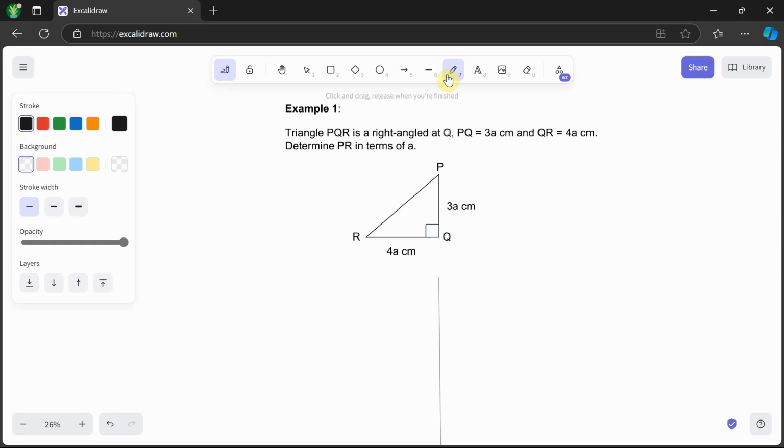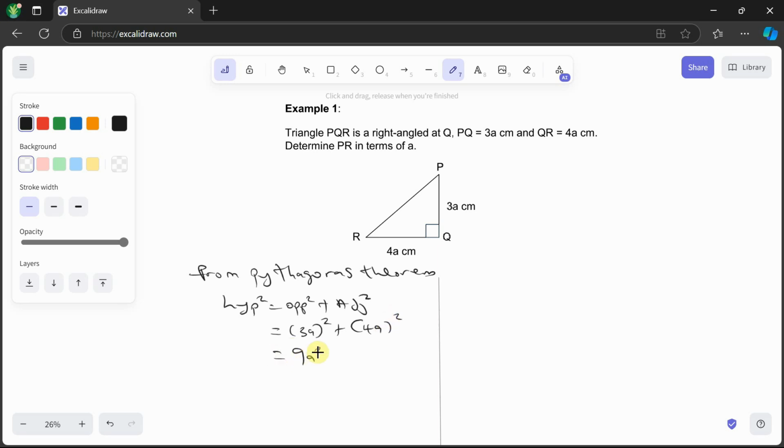Let's solve this together. When you're given a question like this, the first thing you need to know is that you have to write from Pythagoras. Don't just jump and start solving. First say it from Pythagoras Theorem. You know that the hypotenuse squared is equal to the opposite squared plus the adjacent squared. Let's say this is angle theta. Opposite is 3a, so 3a all squared, plus the adjacent is 4a, that will be 4a all squared. So this is 9a squared plus 16a squared, which is equal to 25a squared. So the hypotenuse squared is equal to 25a squared.